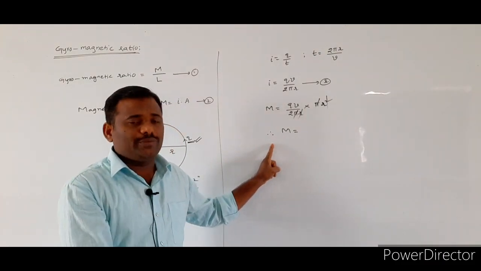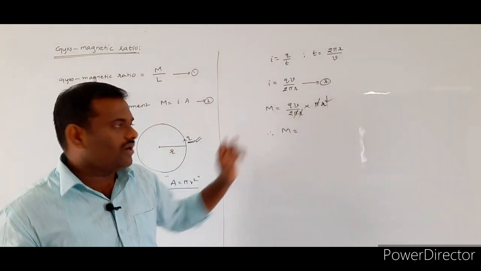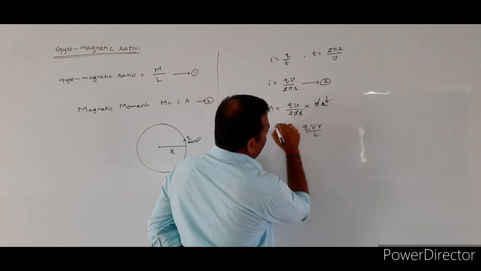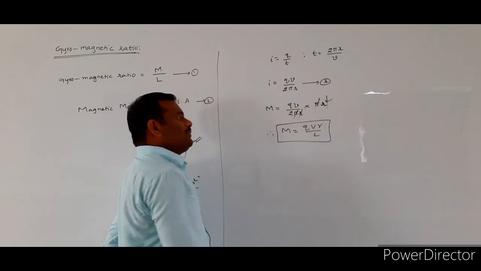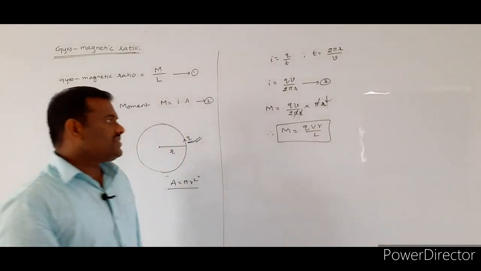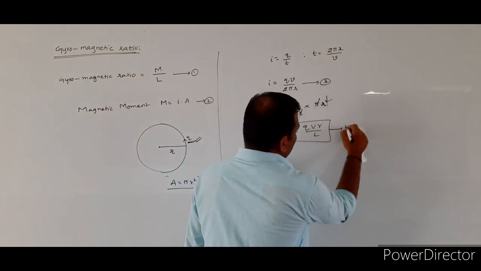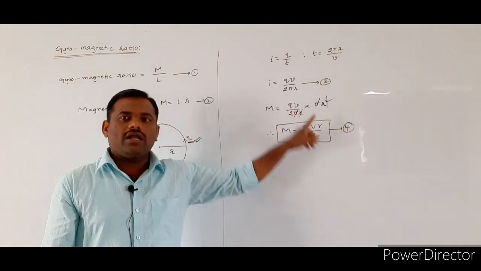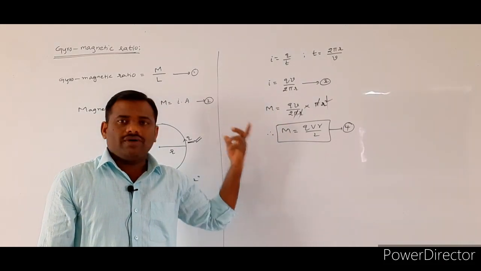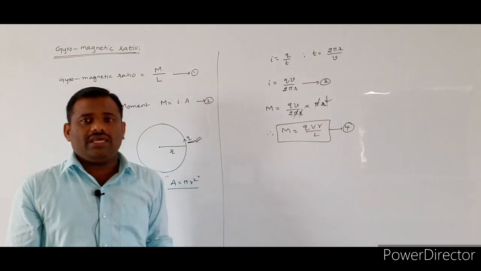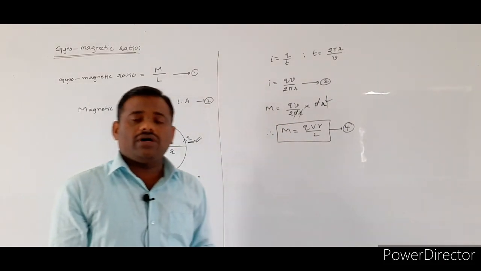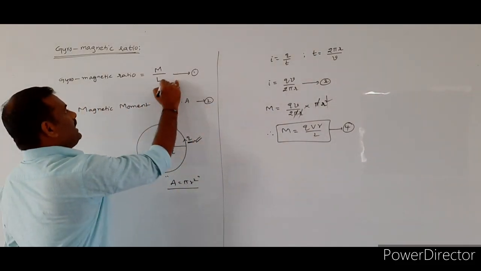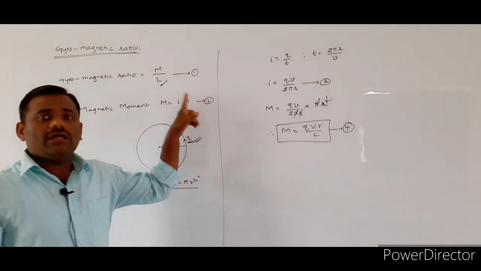Magnetic momentum of the charged particle which is revolving in the circular path is equal to what? Capital M is equal to QVR by 2. So I got one expression for the magnetic momentum of the charged particle which is revolving in the circular path. Now I need another physical quantity, that is nothing but angular momentum.